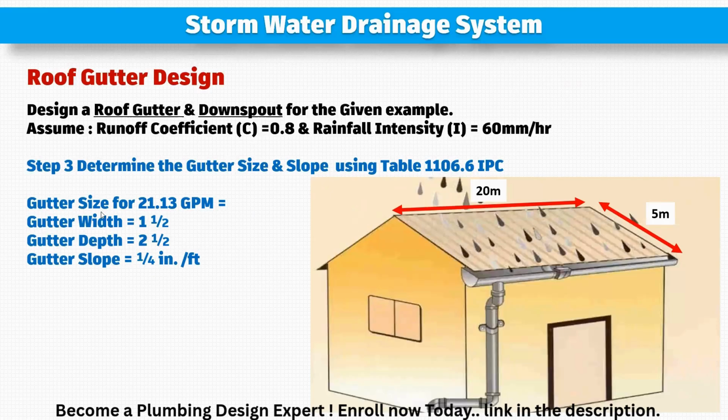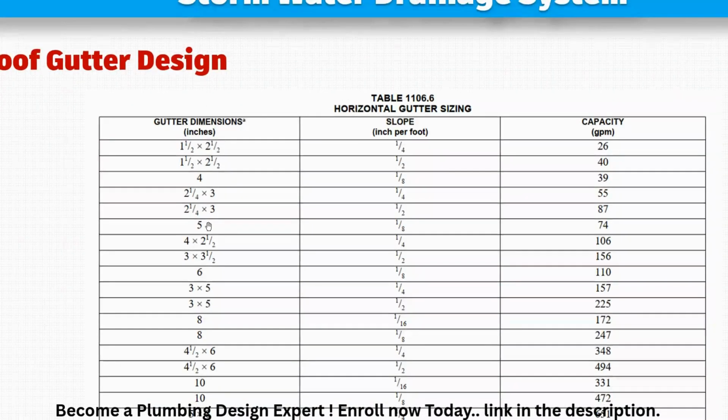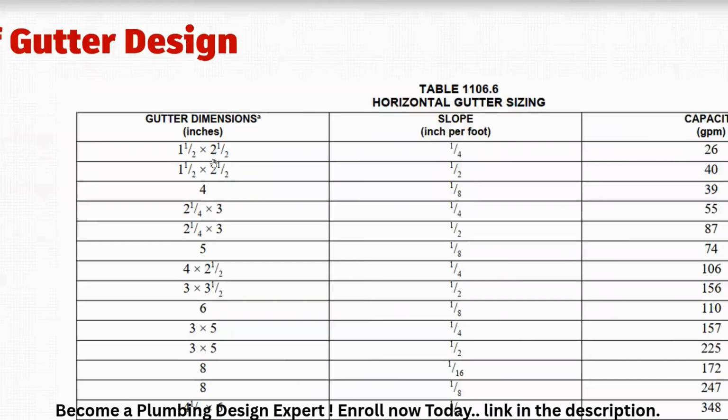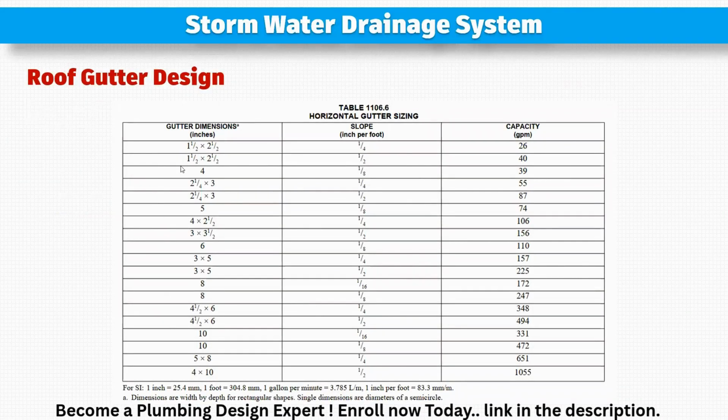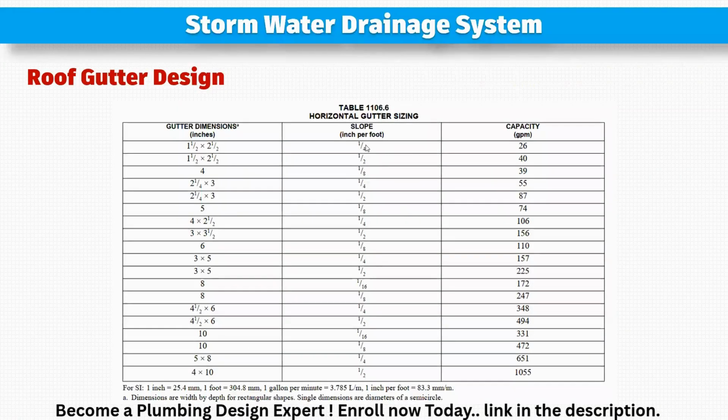Okay, so see, we have the dimension 21.3. So this is the table 1106.6. We have gutter dimensions, we have slope, and we have the capacity. Okay, so in our case the capacity is 21.3, so it will be the 26 we have to take. So for 26, what is the size coming? 1.5 and 2.5. Okay, so these dimensions are for the rectangular channel. So the gutter will be in the rectangular shape. Okay, so it is giving in the rectangular shape, and the slope it is giving 1/4.